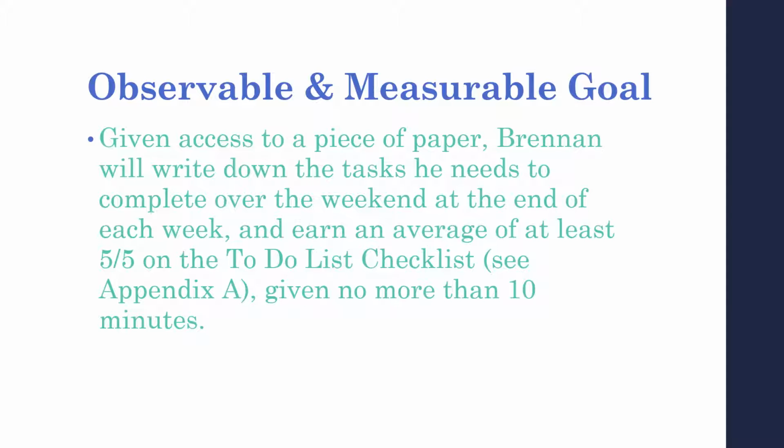So the observable and measurable goal that is based on this student's skill is given access to a piece of paper, Brennan will write down the tasks he needs to complete over the weekend at the end of each week and will earn an average of at least a 5 out of 5 on the to-do list checklist, see Appendix A, given no more than 10 minutes.